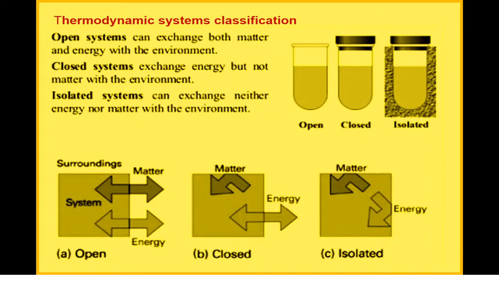Open systems can exchange both matter and energy with the environment. Look, it is just the human body. Closed systems exchange energy but not matter with the environment. And finally, isolated systems can exchange neither energy nor matter with the environment. And you can see these simple but bright enough illustrations of these three kinds of thermodynamic systems.